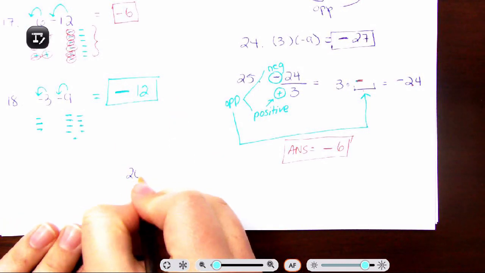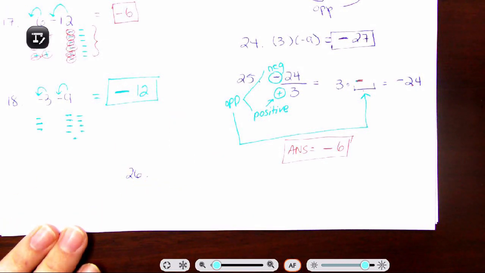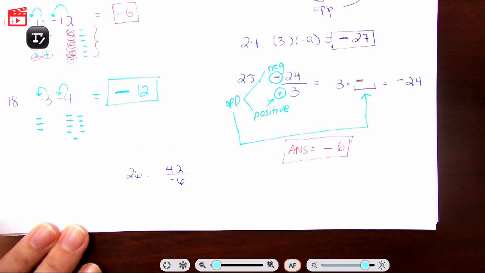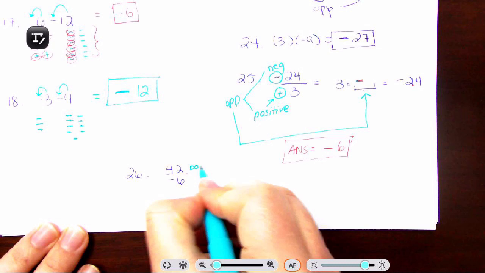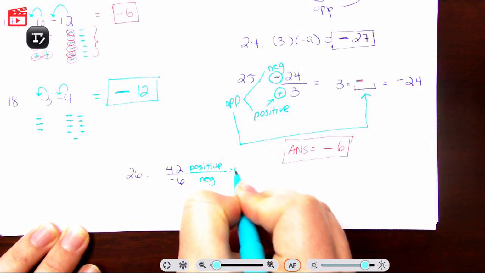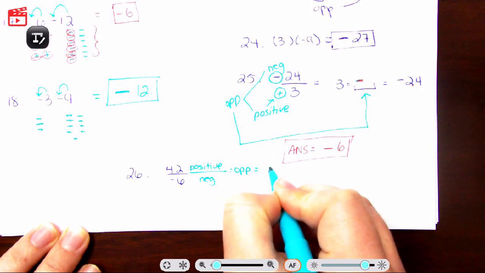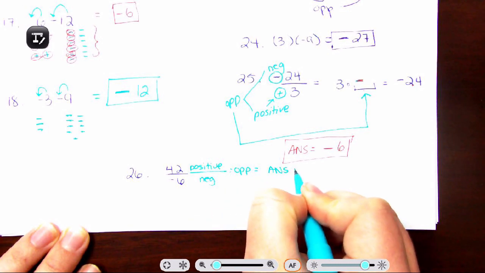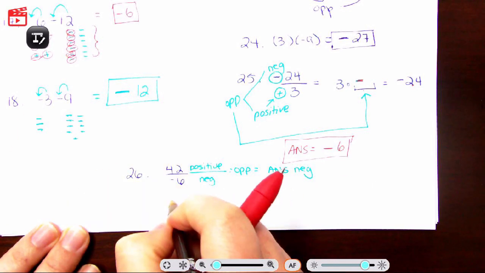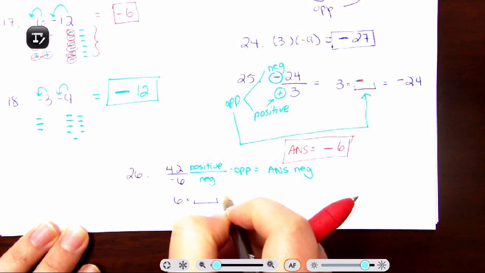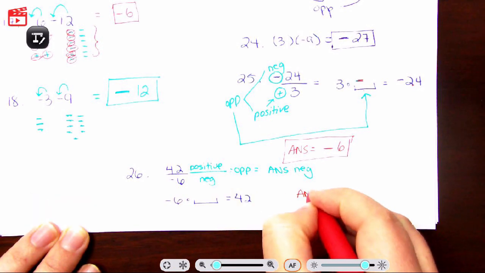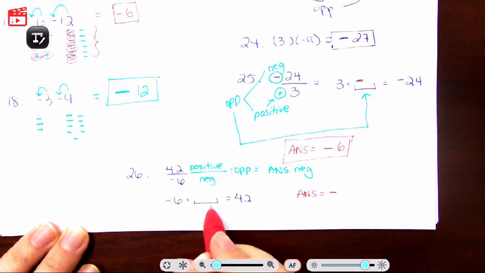Number 26. Number 26 is telling me to do 42 divided by negative 6. Again, this is a positive divided by negative. These are opposite. If it's opposite, your answer will be negative. So then all you have to worry about is this. 6 times what is 42? So if we know our answer is going to be negative, we don't worry about that anymore. 6 times what is 42?